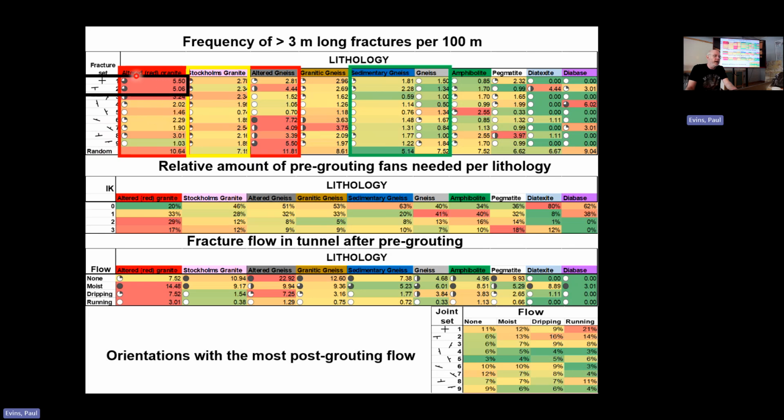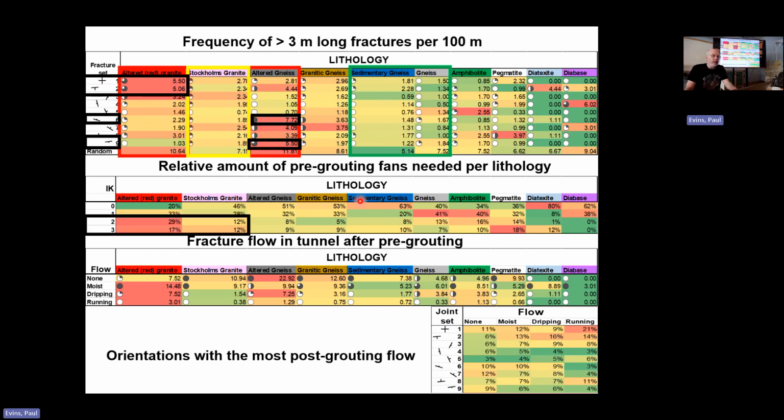And what you see is that these shallow south dipping and these shallow dipping fractures are much more common in the altered red granite, whereas the more steep structures are common in the altered gneiss. And most of them are following the foliation, which is subvertical in the gneiss.